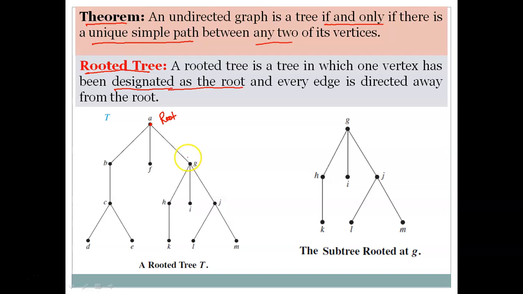Now from this rooted tree, we can also separate a subtree. Suppose we are separating this part here, and consequently this thing is appearing over here. So you can say this is the subtree rooted at G. In this case, in the subtree, the root is at G. So this is the definition of a rooted tree.